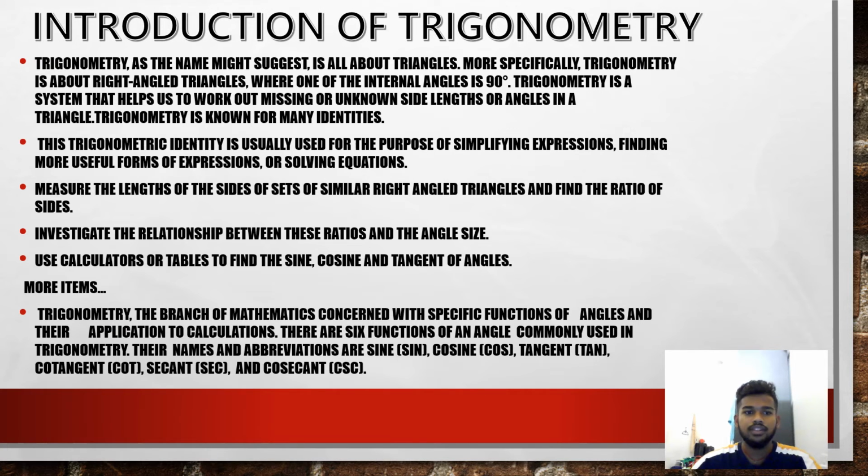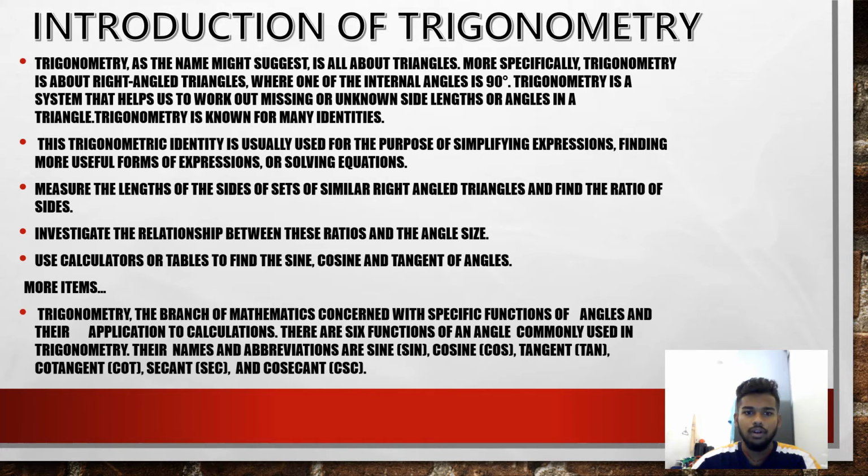Firstly, it's the introduction of trigonometry. Trigonometry, as the name might suggest, is all about triangles. More specifically, trigonometry is about right-angled triangles where one of the internal angles is 90 degrees. Trigonometry is a system that helps us to work out missing or unknown side lengths or angles in a triangle.